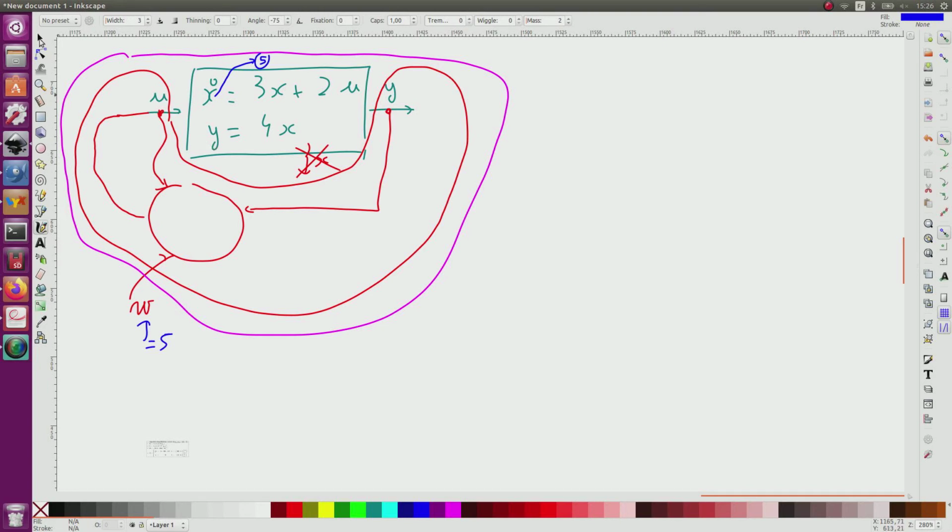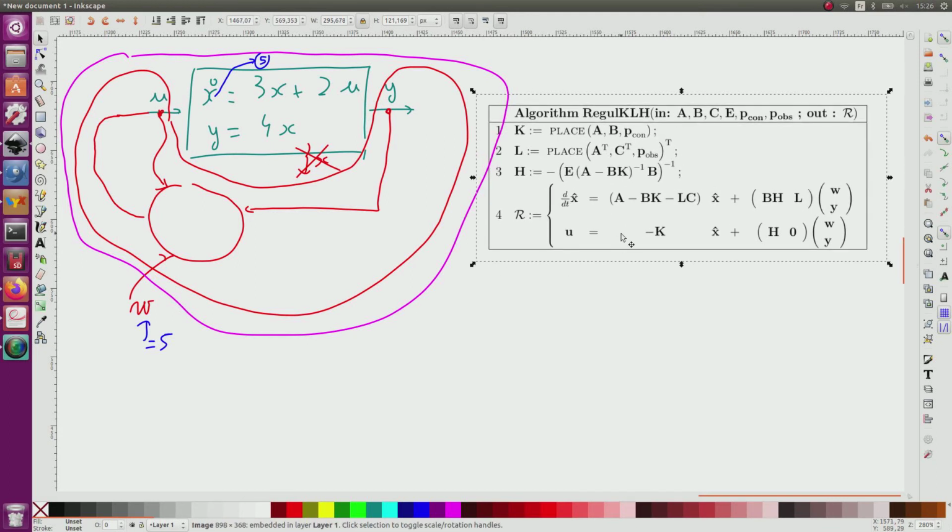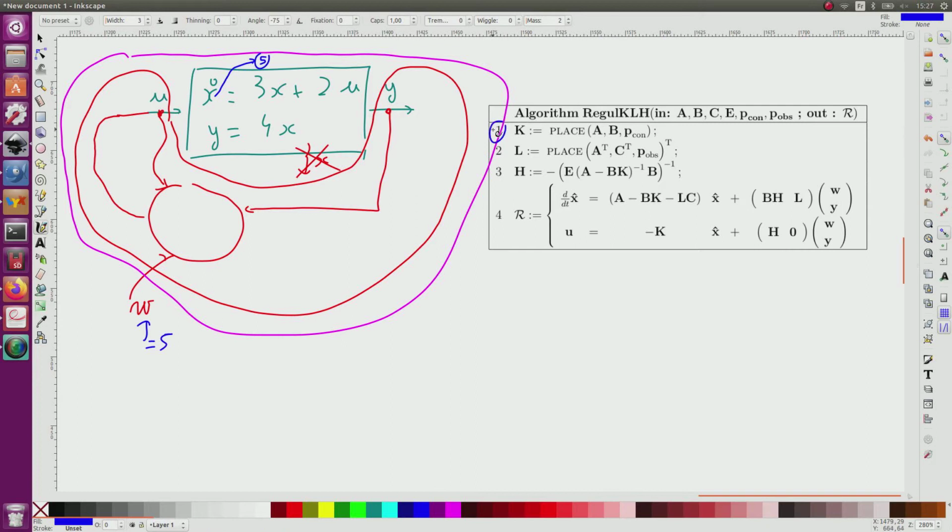I will apply the KLH procedure, that is recalled here, which will give me the controller. So for step one, I have to solve this equation. Here I assume that I have no Python or MATLAB or any other computer, and I will have to compute by hand.